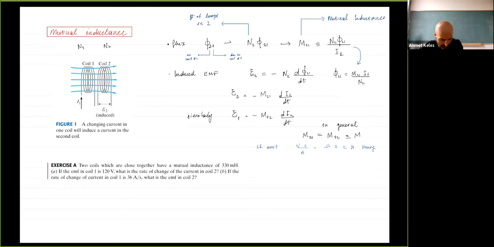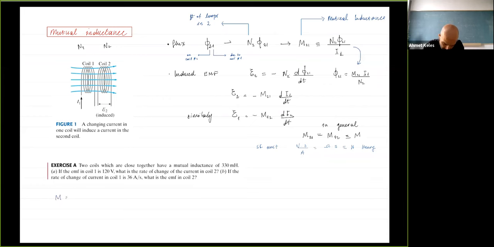Okay, here's a warm-up example. Two coils which are close together have a mutual inductance of 330 millihenry. If the EMF in coil 1 is 120 volts, what is the rate of change of current in the coil? And if the rate of change of current in coil 1 is 36 ampere per second, what is the EMF in coil 2?